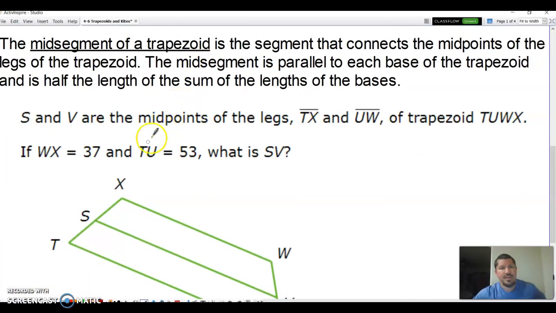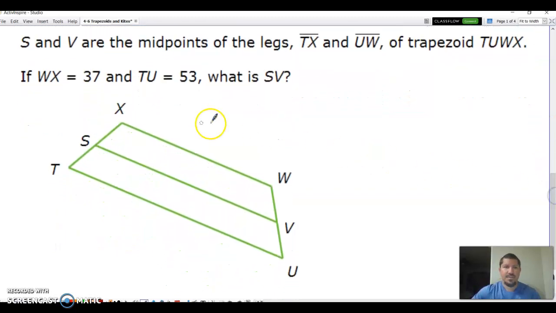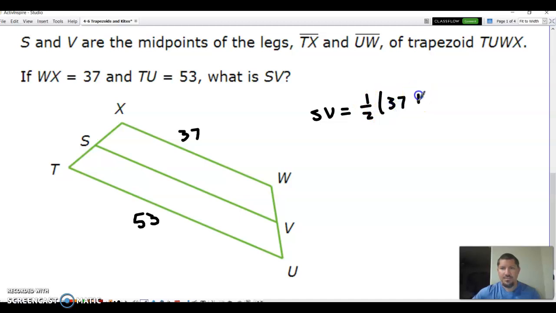Mid-segment connects the midpoints of the two legs and is parallel to each base and is half the length of the sum of the bases. Okay? So in this case, SV is my mid-segment. This is 53. This is 37. So SV is equal to half of 37 plus 53. When I add those together, I get 90. Take half of 90 and I get 45.